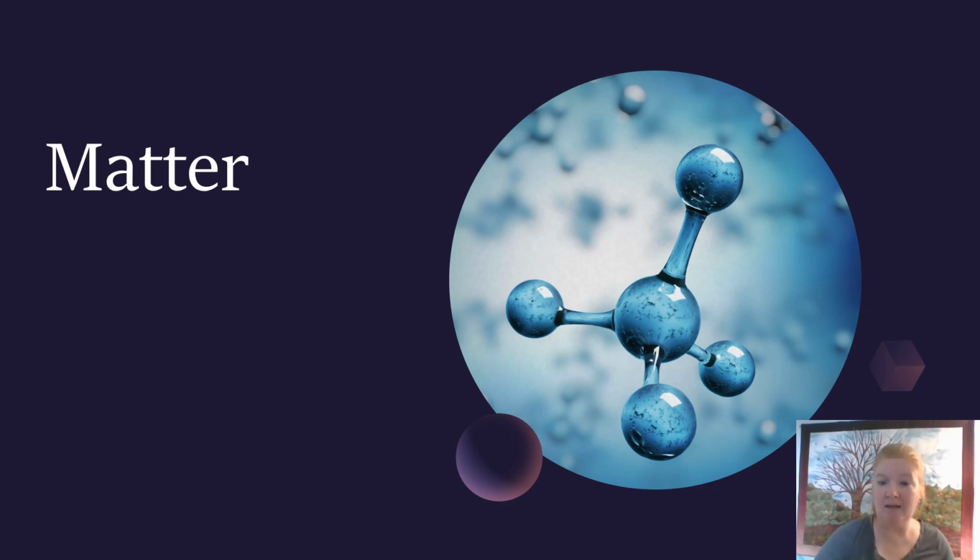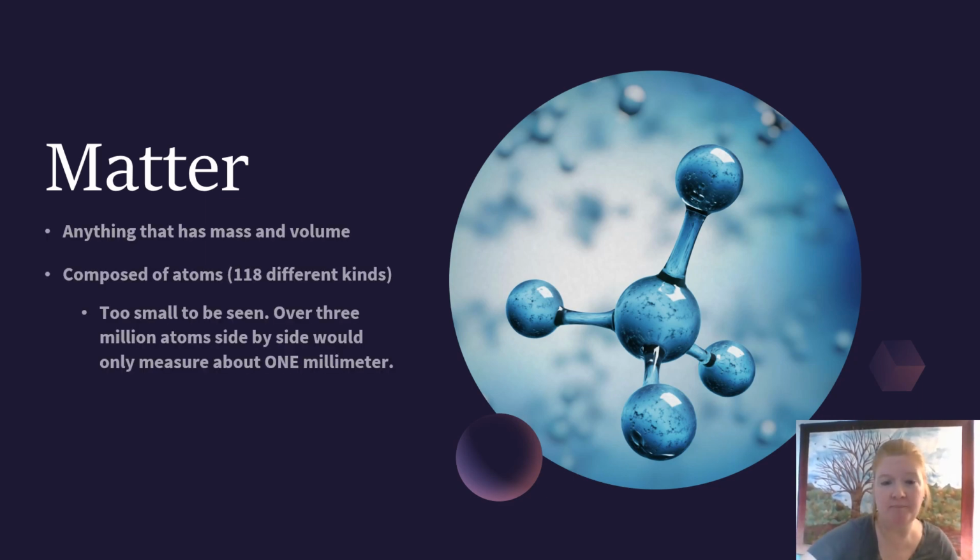All right, so matter. Anything that has mass and volume. It's composed of atoms. There are 118 different kinds of atoms. That's it. Those 118 atoms are what combine to make all of the substances. The atoms are too small to be seen. If we had over 3 million atoms side by side, that only measures about a millimeter. So they're tiny.